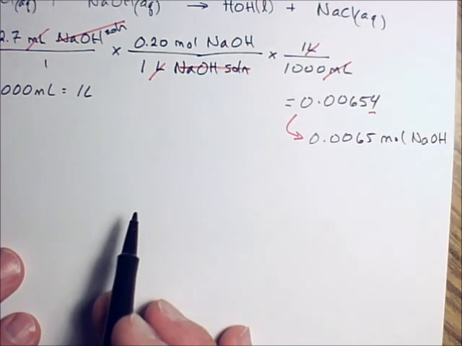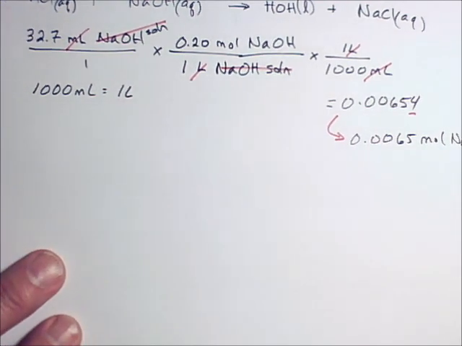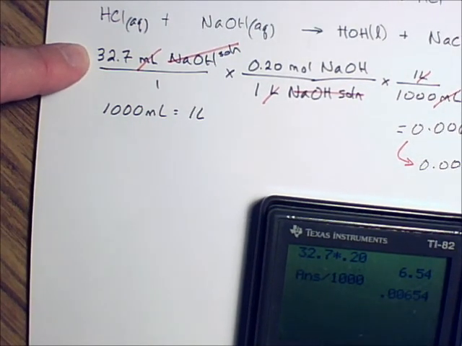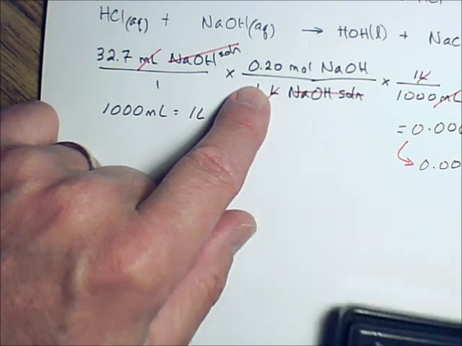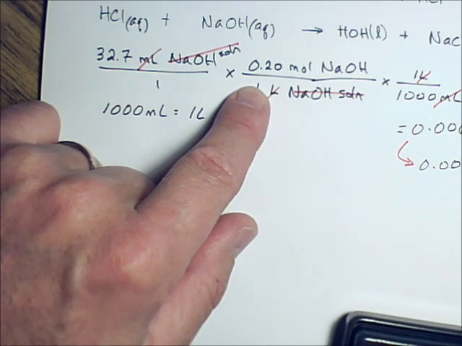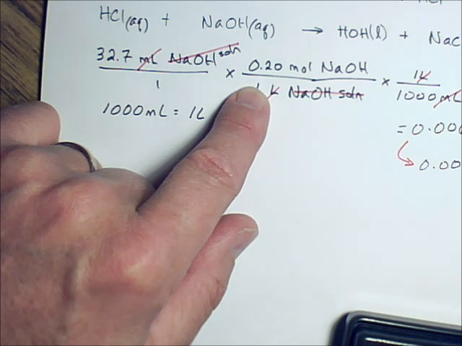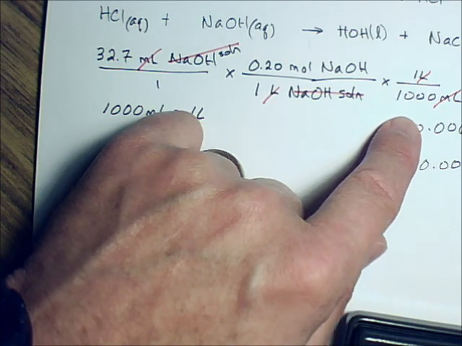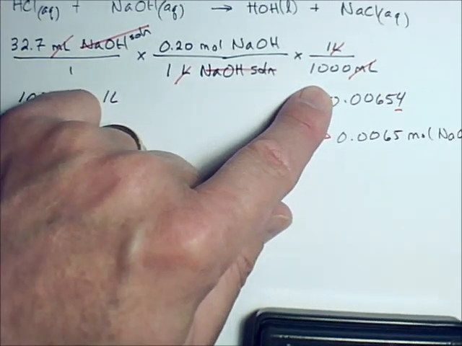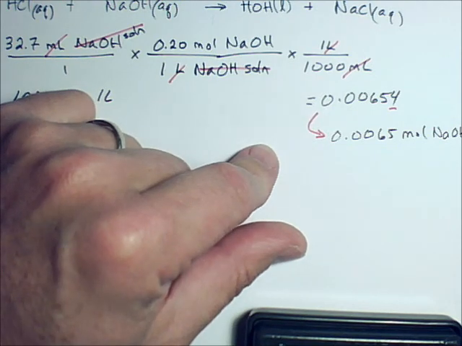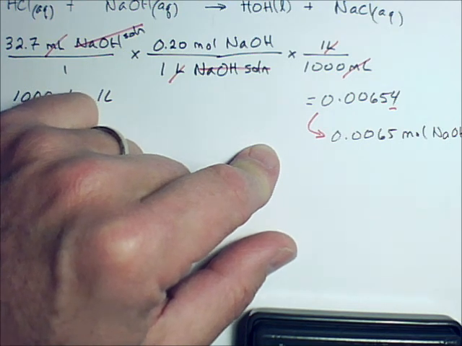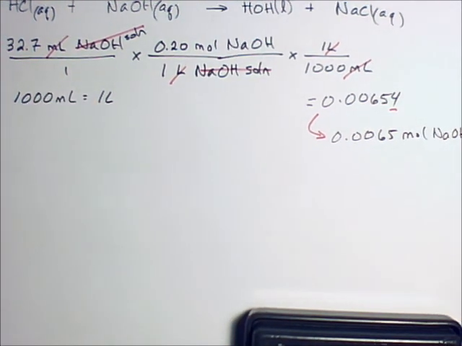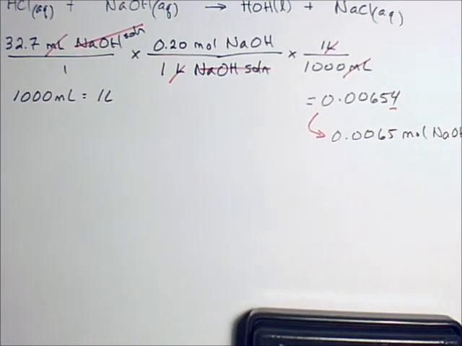You didn't get that? Alright, let's try it again. 32.7 times 0.20. Hit enter. You should have 6.54. Is that what you have? Alright, now you're going to divide by 1,000. Is that what you got? Hit enter now. You got it now? Okay, that's fine. Hey, look, you've seen me make that same mistake, haven't you? Okay, so don't feel bad.